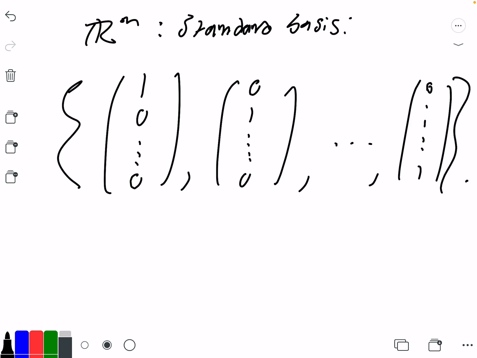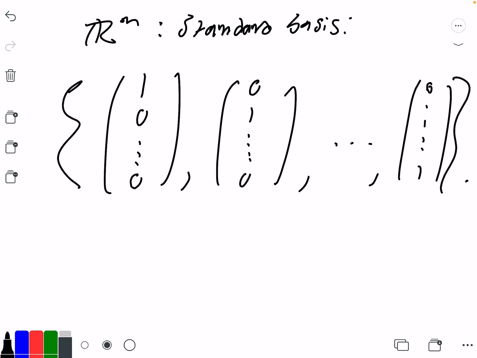Obviously, these are linearly independent. It's impossible to write (0, 1, 0) as a linear combination of (1, 0, 0) and (0, 0, 1). And every vector in Rn can be written as a linear combination of these vectors, because if you decompose the vector into its n elements, all you need to do is multiply the basis vector with a 1 in that row by the value, and you get the vector.